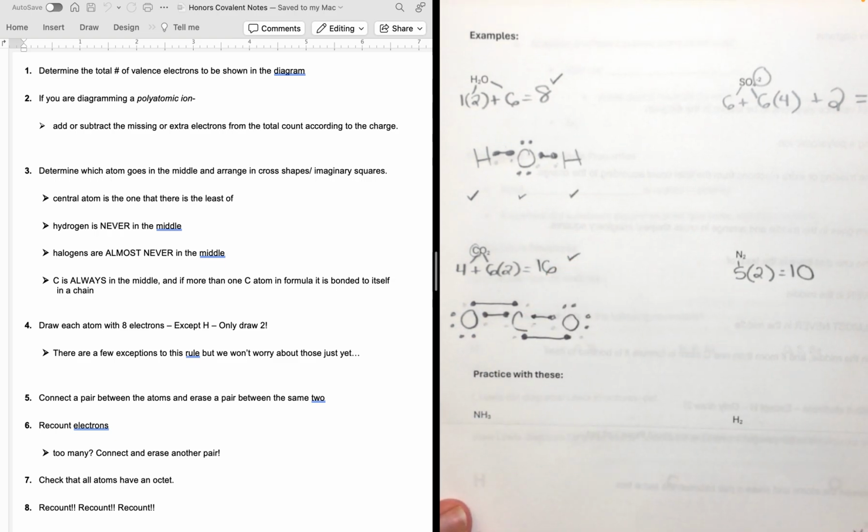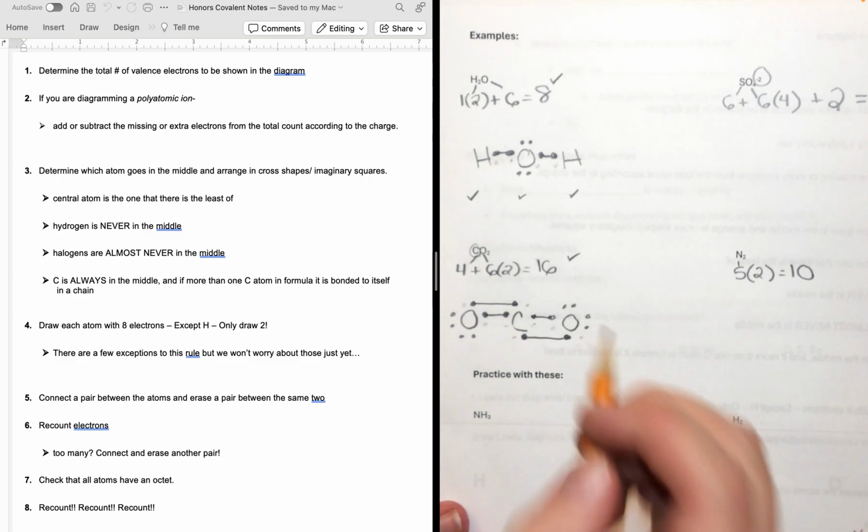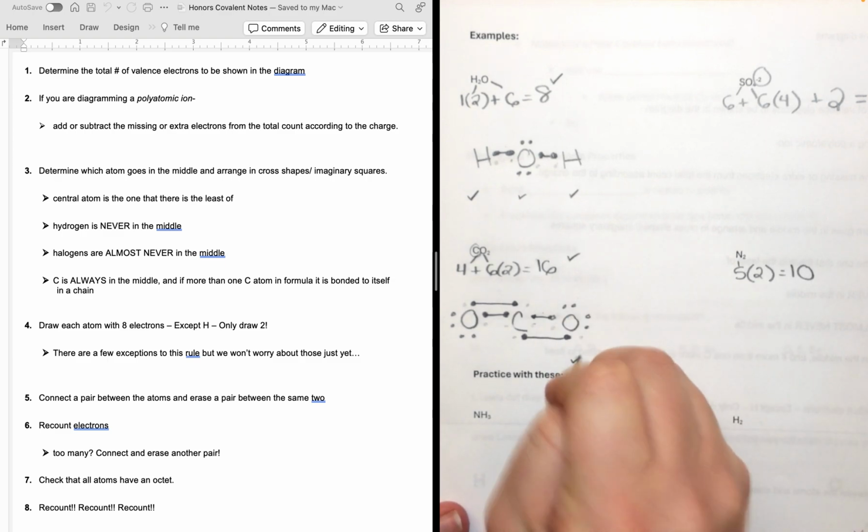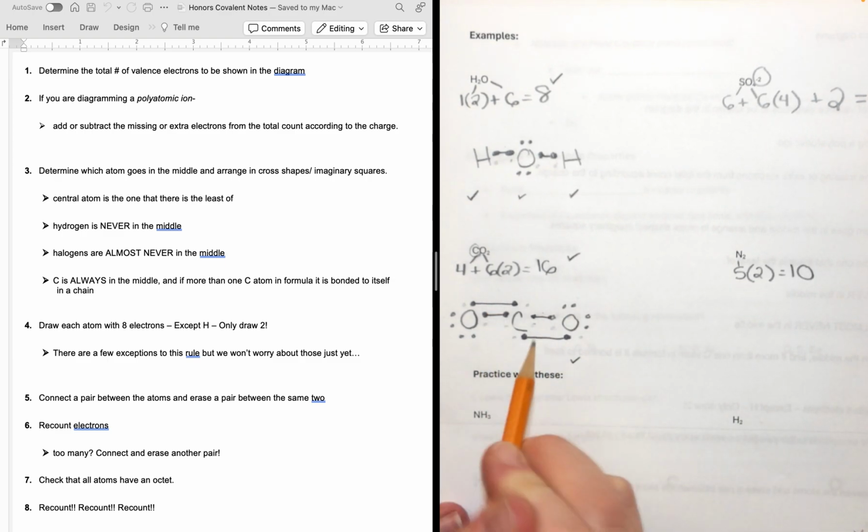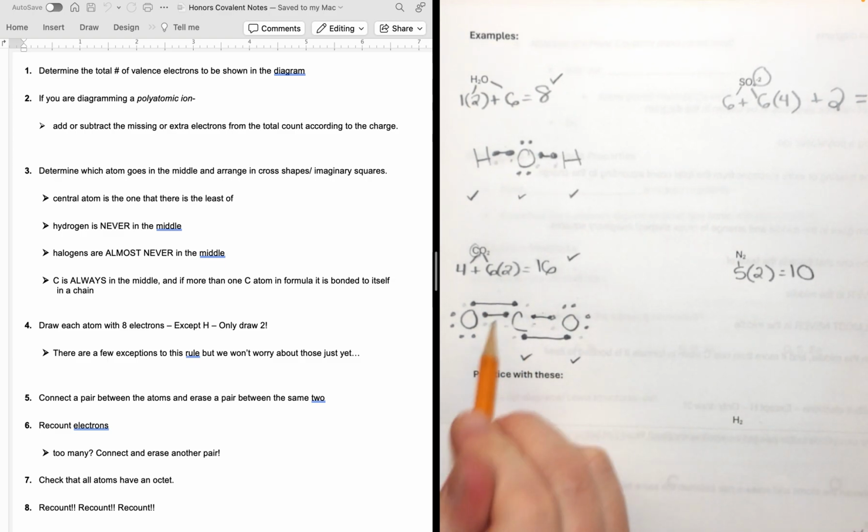I got to make sure that all atoms have an octet. Okay, so 2, 4, 6, 8. Oxygen's all set. 2, 4, 6, 8. Carbon's all set. And 2, 4, 6, 8. This oxygen is all set as well.